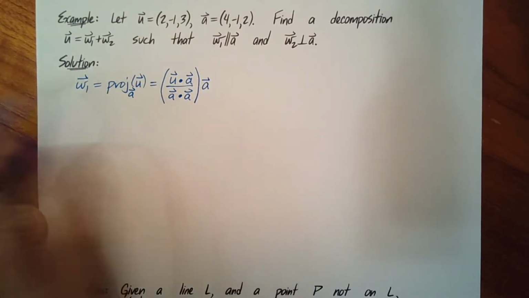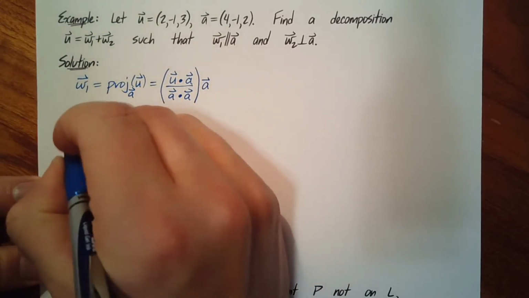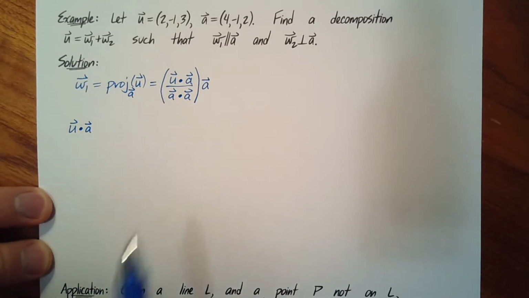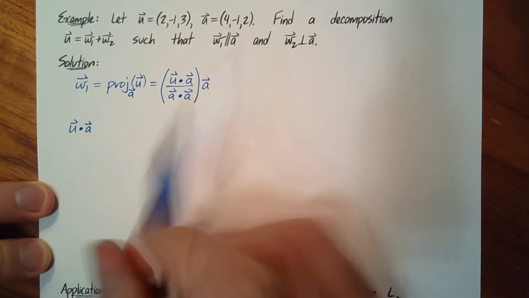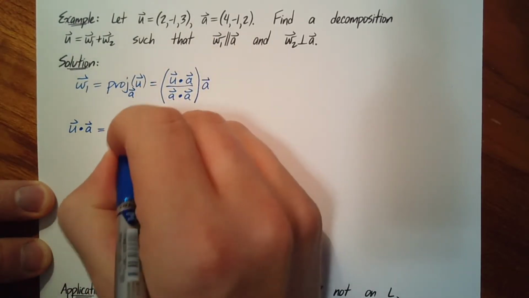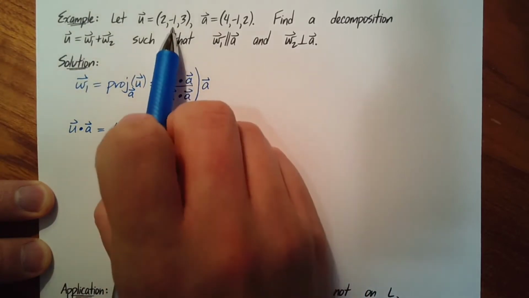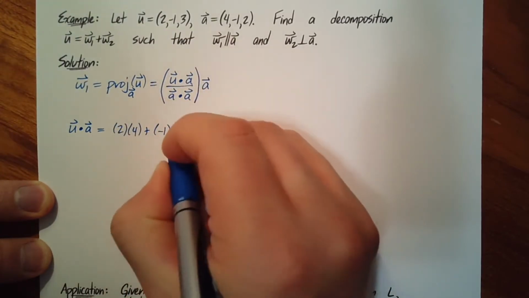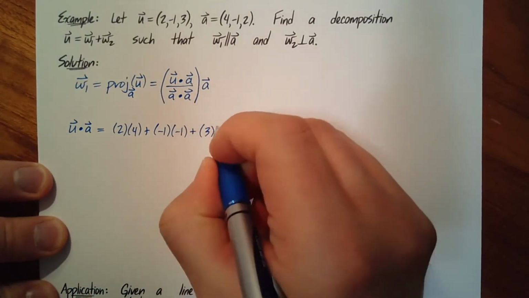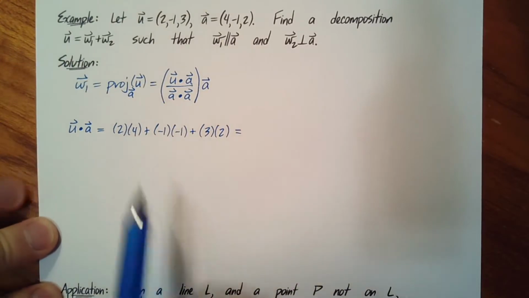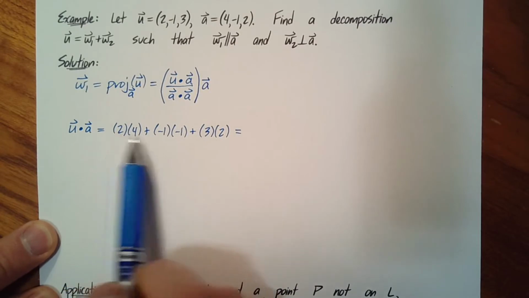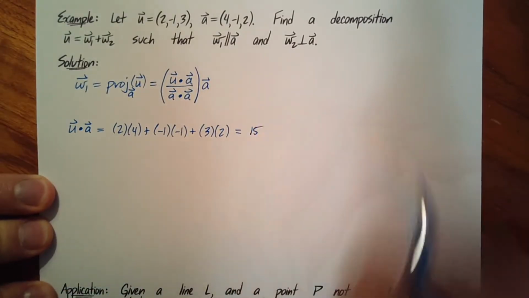So now work out the numerator and denominator of this fraction. So u dot a, first of all, right? That's the numerator. Well, we want the dot product of u with a. So just work it out. We're going to go 2 times 4, plus -1 times -1, plus 3 times 2, and that's the dot product. So let's work it out. We've got 8, +1, and 6, right? So 8 plus 1 is 9, plus 6 is 15.